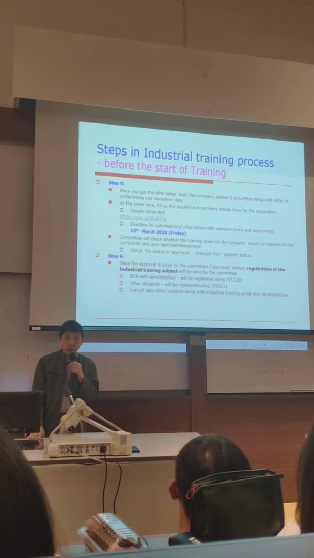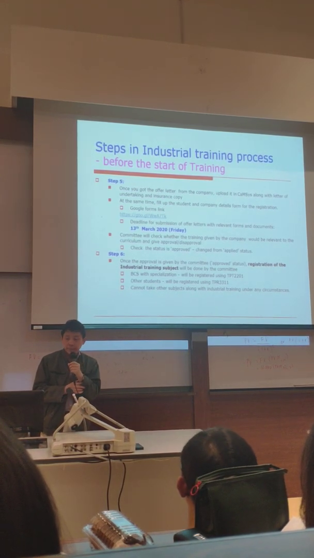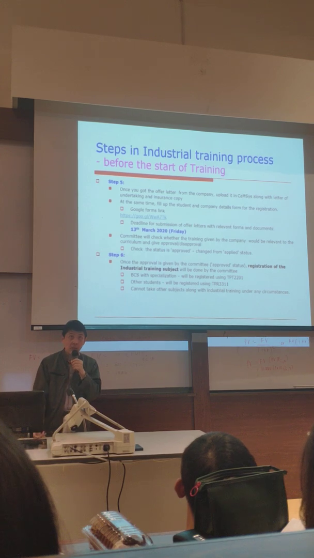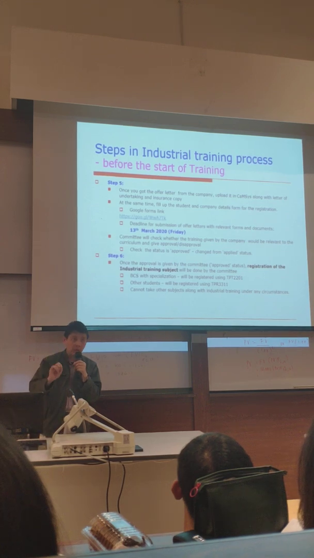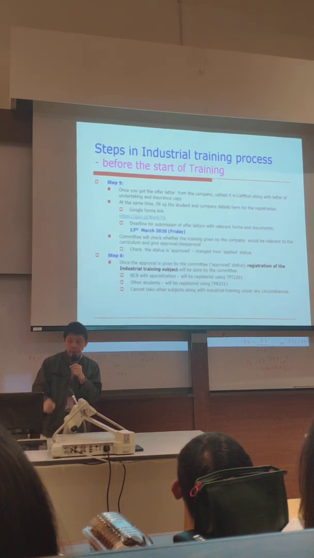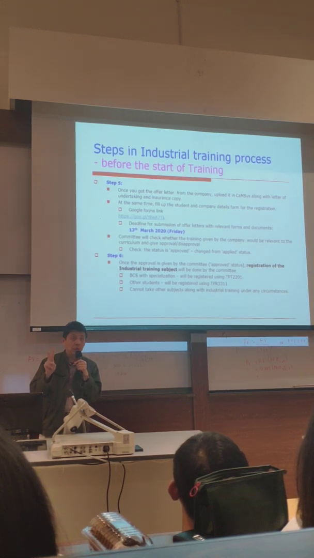Then step number 5, okay. So once you got your offer letter, what you have to do, right? You have to upload the offer letter to campuses, okay, along with the letter of undertaking. Letter of undertaking is a letter you have to sign on, is some sort of agreement, okay, and then insurance copy. So what is the insurance copy, right? If you have medical insurance, you have to scan the page with your profile and the page with the coverage, which means 2 pages on it.